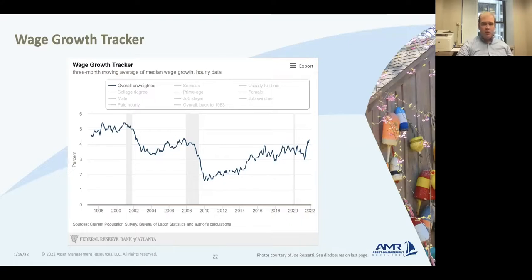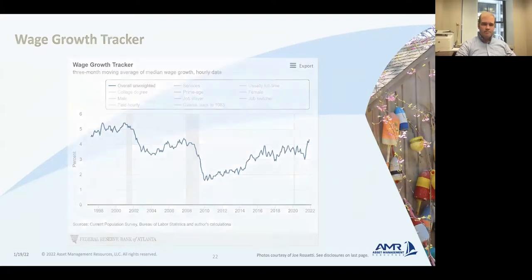During the dot-com boom, we were at over 5%. Hopefully, we're trending toward reaching that. But we've definitely hit a high that's closer to where we were before the financial crisis. It's amazing to think that we never reached the high in wage growth that we were at prior to the financial crisis, which was a pretty long time ago at this point.